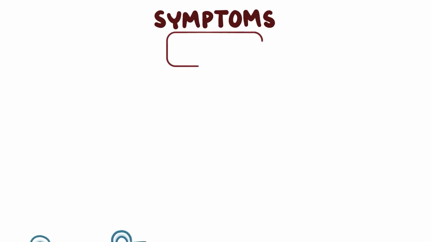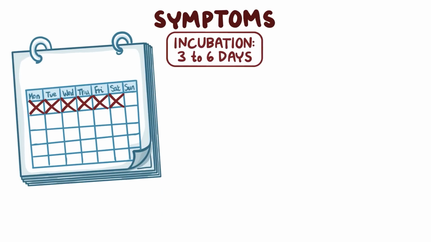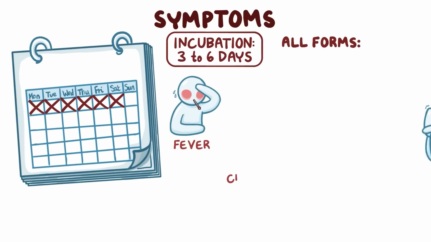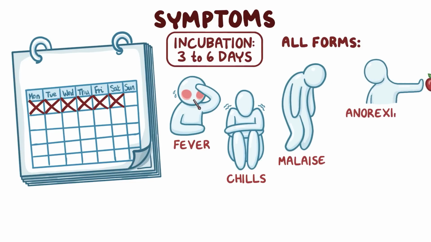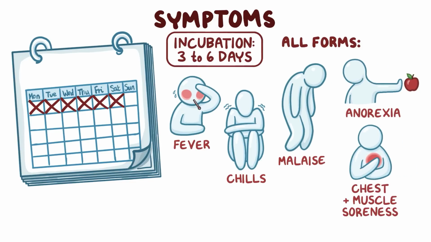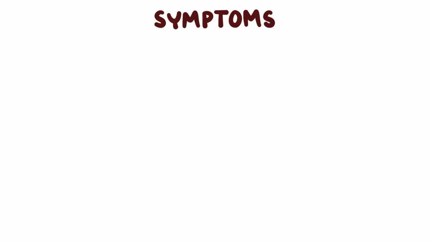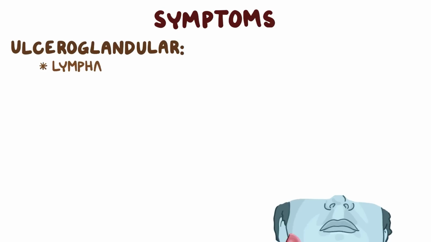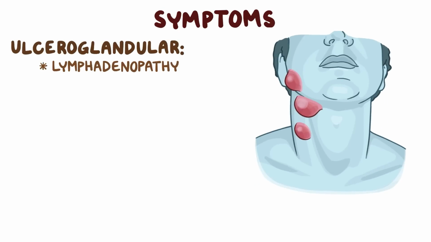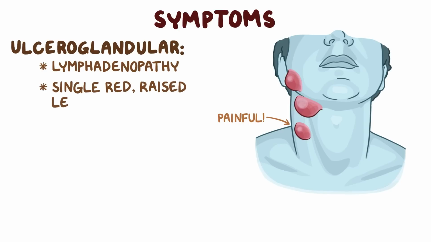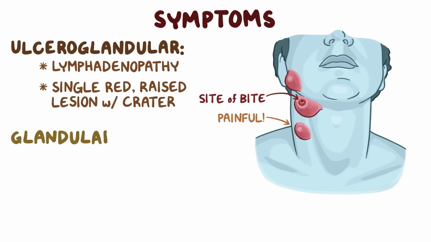Now, symptoms develop after an incubation period of 3 to 6 days, and all forms associate nonspecific symptoms like fever, chills, malaise, anorexia, and chest or muscle soreness. Specific symptoms depend on the form of the disease. With the ulceroglandular form, there's lymphadenopathy, meaning enlarged lymph nodes, which can be painful to touch. And there's a single red, raised lesion with a crater at its center at the site of the bite. With the glandular form, there's just painful lymphadenopathy.